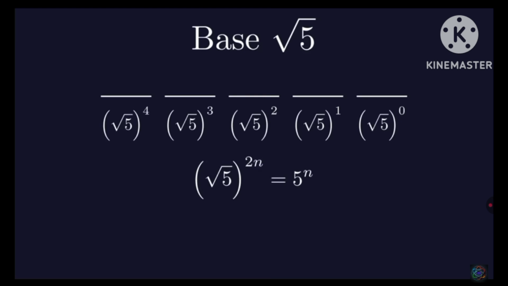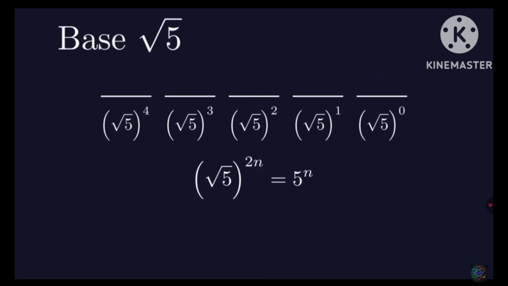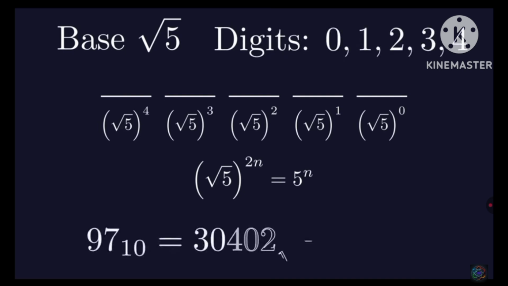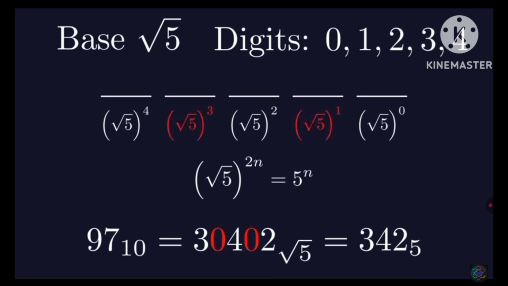power of n. So to express any number in base square root of 5, we only need to use the same digits as in base 5, that is, from 0 to 4. For example, 97 in base square root of 5 is written as 30402. This number, represented in base 5, is just 342. The digits that represent odd powers of the square root of 5 are all equal to 0.